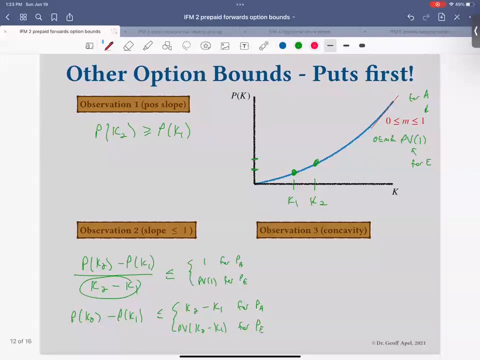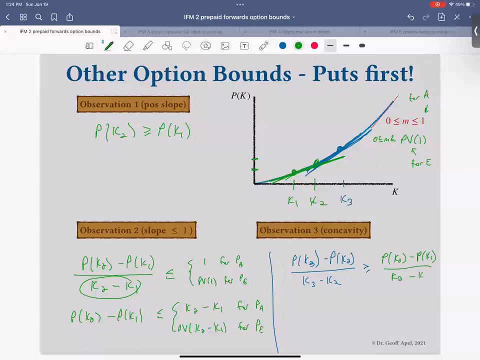Okay, and then observation 3 is interesting too. It just says that it's concave up, so it's bendy up. What does that mean? Well, if I had a third strike in there, then the second slope here would be more steep than the first slope. So the second slope, put K3 minus put K2 over K3 minus K2, should be more than or equal to the slope through the greens, put K2 minus put K1 over K2 minus K1.